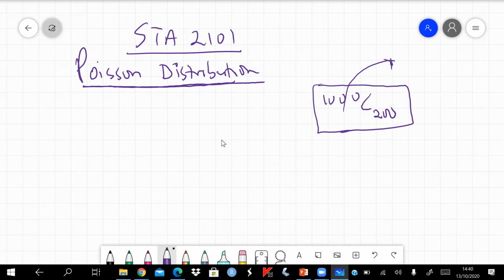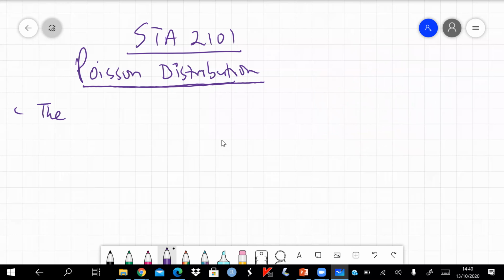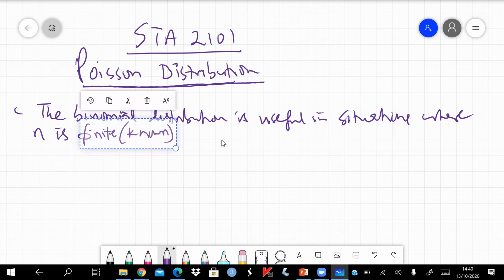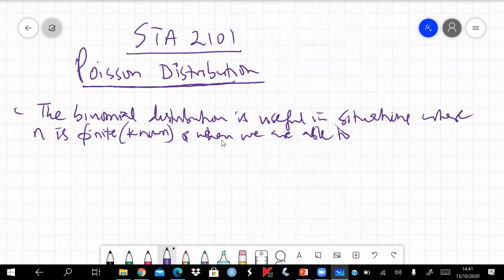So let's have a brief introduction by saying that the binomial distribution is useful in situations where n is finite or known. Of course, n is the number of trials. Where n is finite or known, and when we are able to count the number of successes and failures.